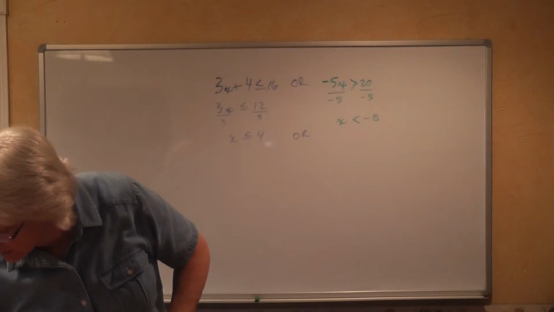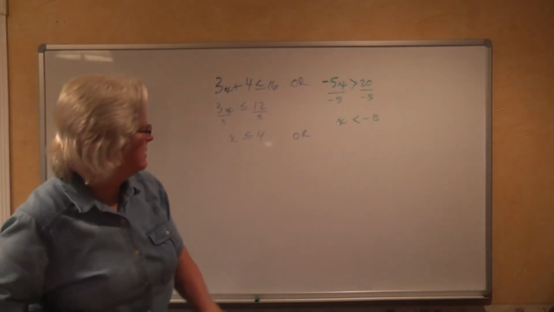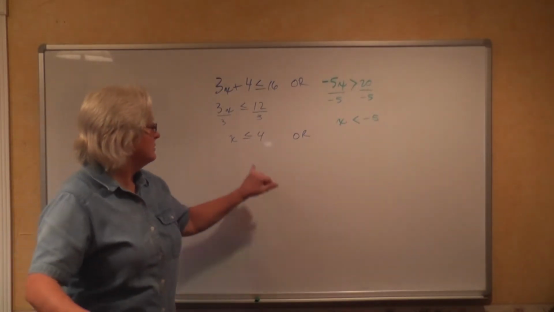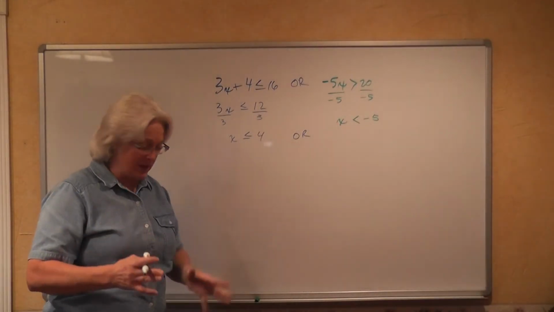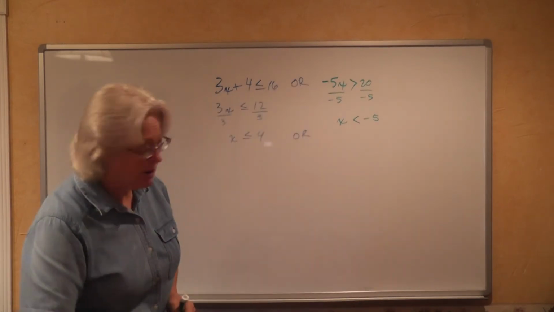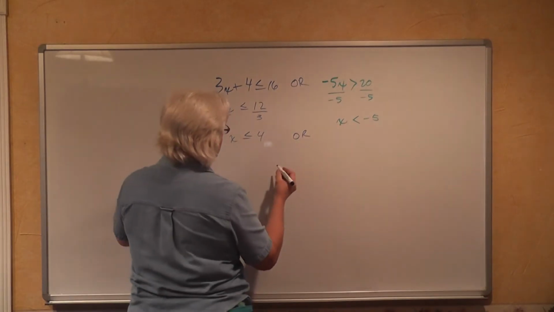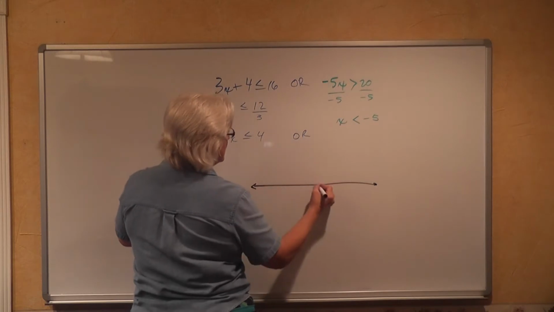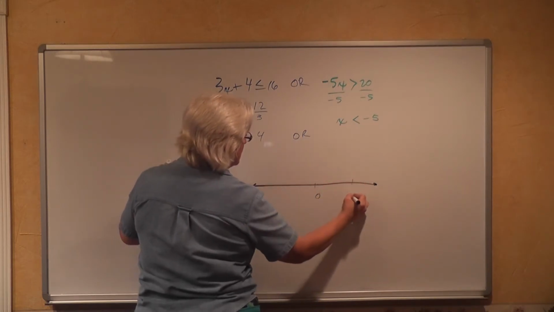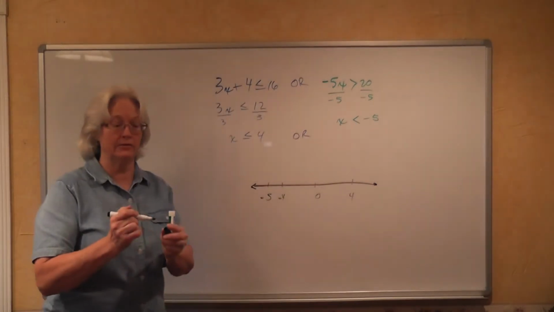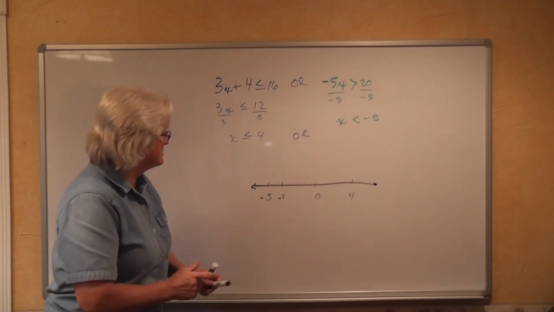Let me make sure. Yeah, x is less than -5. x is less than or equal to 4. Now we have our two inequalities that we can graph on the same number line. And let's see what we have. So I'm going to say that we have 0, 4, this is my rough sketch here, and -4 and -5. So let's go ahead and graph this.